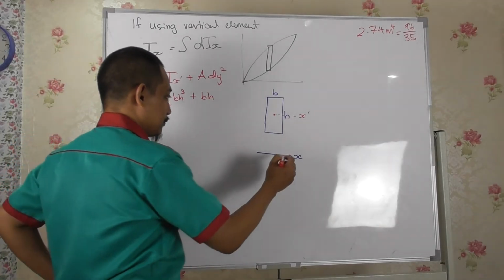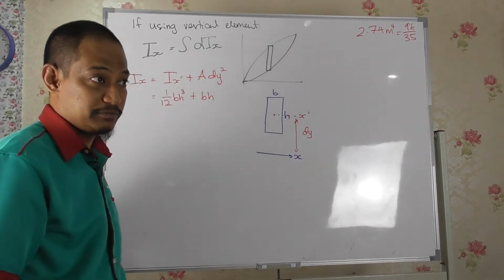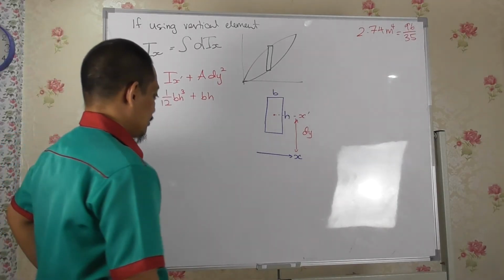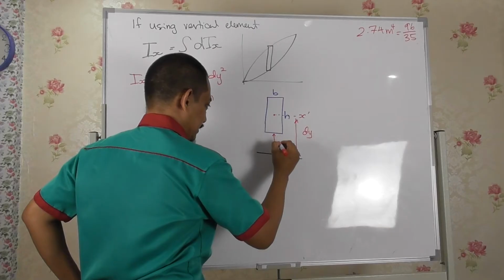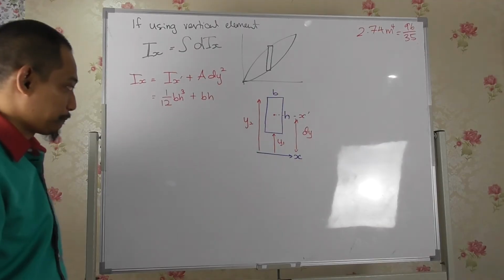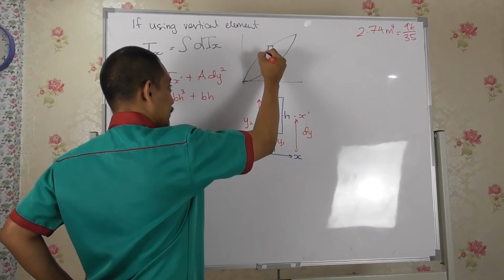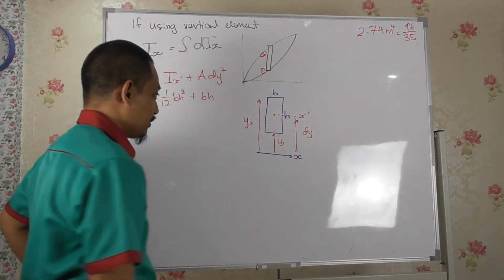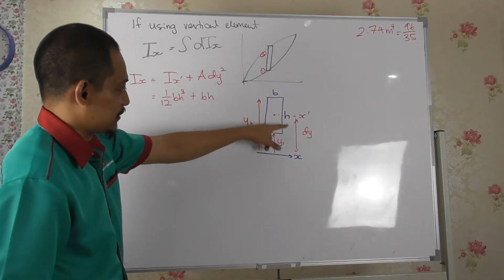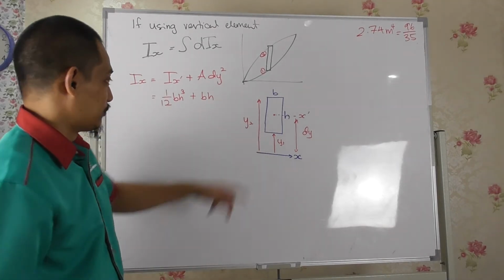Why? Because we need to find out what this dy is, the distance between the two parallel axes. We know that this is y1 and this is y2, if we label them as 1 and 2. So if this is 0, dy will be just the average between y2 and y1. It's basically at the middle point between the two.